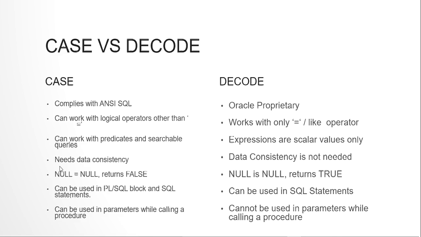Then coming to the differences: in CASE, null equals null is false, right? Null is just the absence of a value, so an absence of a value is not equal to an absence of a value. Whereas DECODE works with null like null is null. So whenever we write a column like column name IS NULL, that condition goes true.